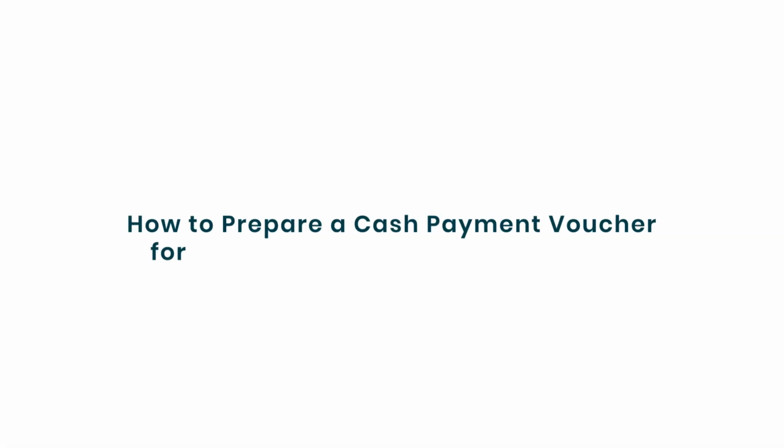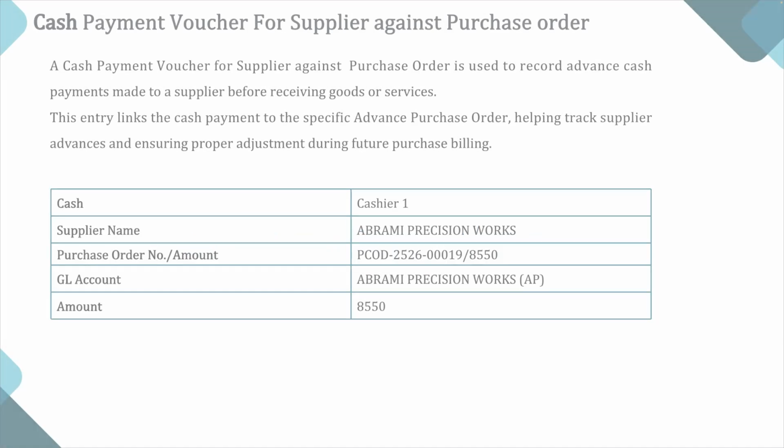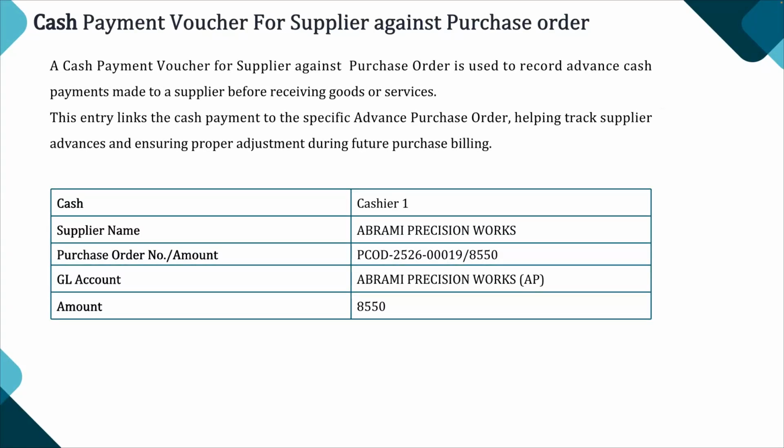Let us see in this video how to prepare a cash payment voucher for a supplier against purchase order. A cash payment voucher for supplier against purchase order is used to record advance cash payments made to a supplier before receiving goods or services. This entry links the cash payment to the specific advance purchase order, helping track supplier advances and ensuring proper adjustment during further purchase billing. Let us take an example.